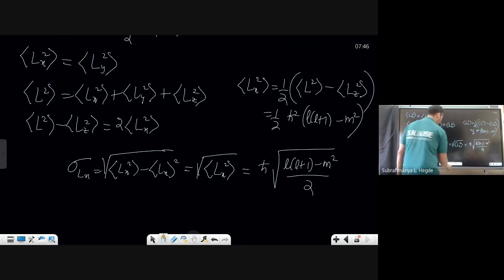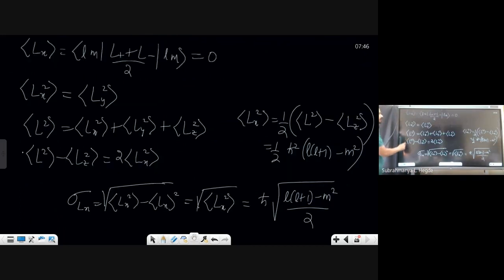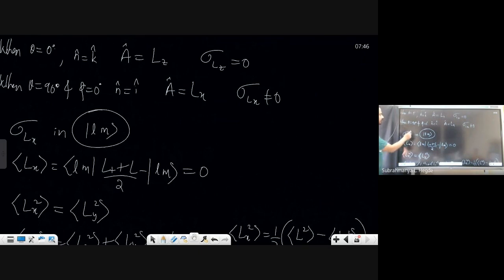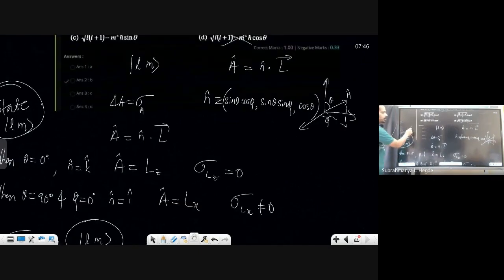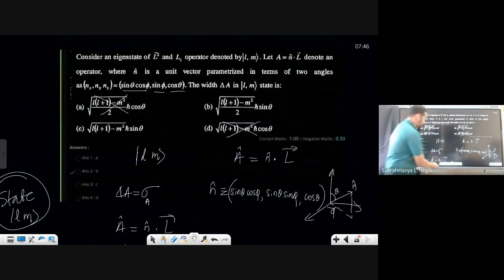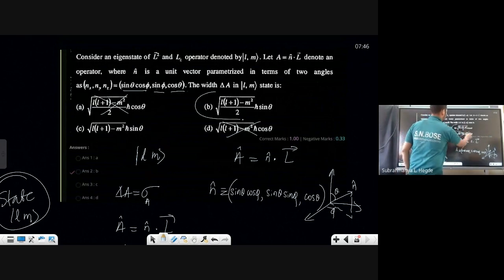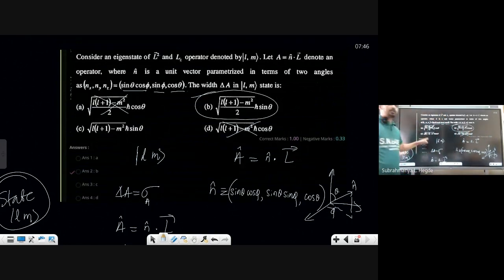Okay, you have the option. This is sufficient, isn't it? When theta is equal to 90 degrees, sin theta is equal to 1. Pick up this as the right option. Here you don't have 2 in the denominator. Is that it?